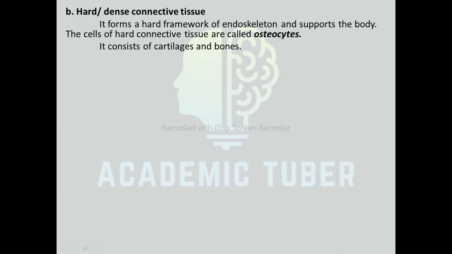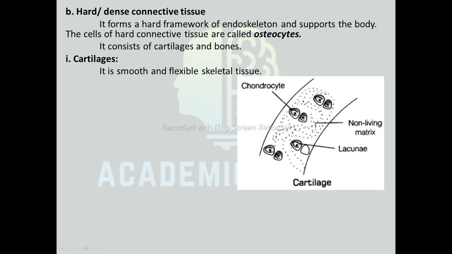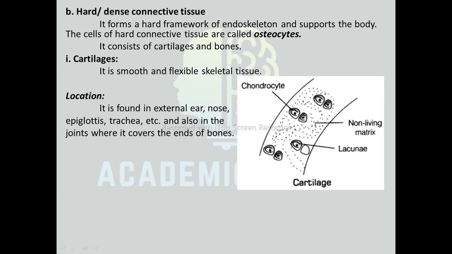Hard dense connective tissue. It forms a hard framework of endoskeleton and supports the body. The cells of hard connective tissue are called osteocytes. It consists of cartilages and bones. Cartilage. It is the smooth and flexible skeletal tissue. Here is a diagram showing the cartilage.